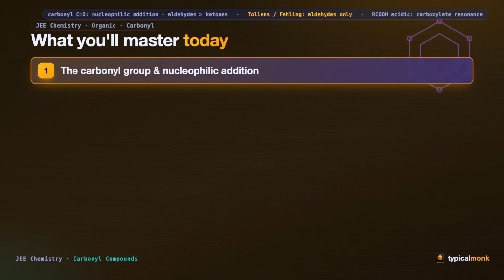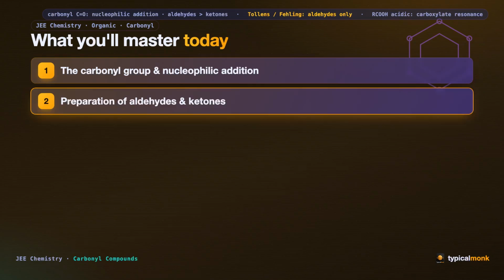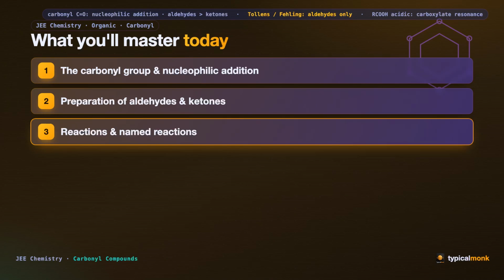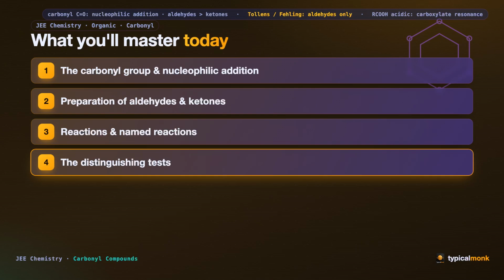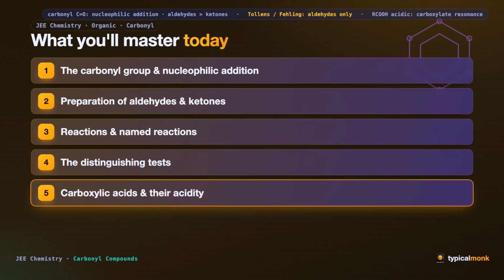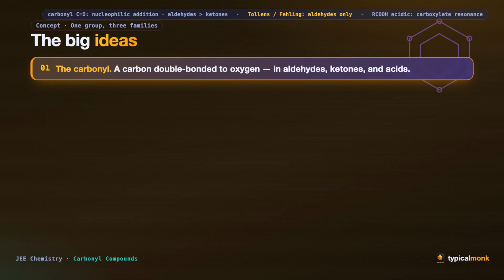Here is what you will master today. First, the carbonyl group and nucleophilic addition. Second, the preparation of aldehydes and ketones. Third, the reactions and named reactions. Fourth, the distinguishing tests. And fifth, carboxylic acids and their acidity, one idea at a time. Let us set the foundation.